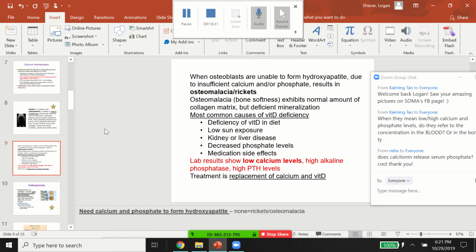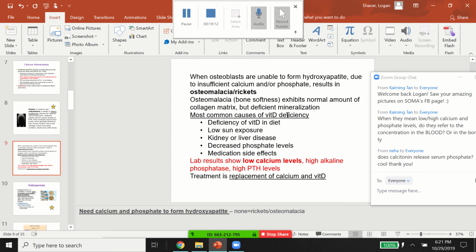When osteoblasts are unable to form hydroxyapatite. That's how I say it, I don't know if that's the right way to say it. But anyway, it basically sums up what I said. Osteoblasts, as you probably remember, are the ones that build up bone instead of breaking down bone. Since they're not able to form hydroxyapatite, which is made up of calcium and phosphate, and with rickets you don't have enough calcium, that will result in osteomalacia or rickets. But yeah, normal collagen matrix, right?